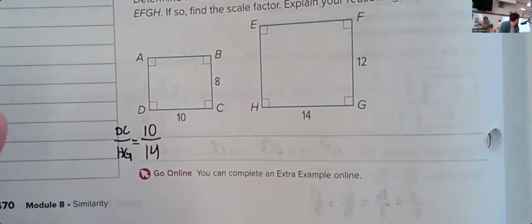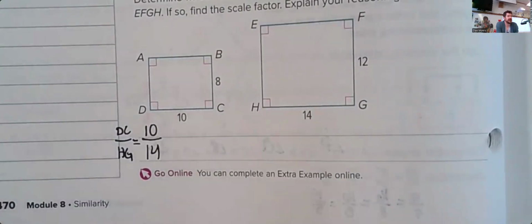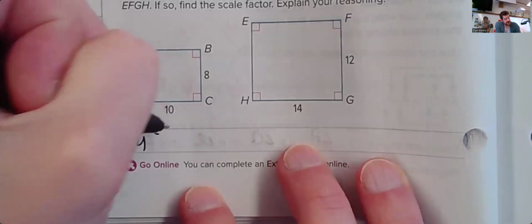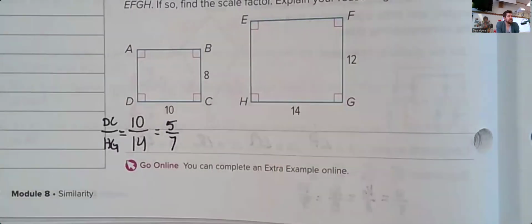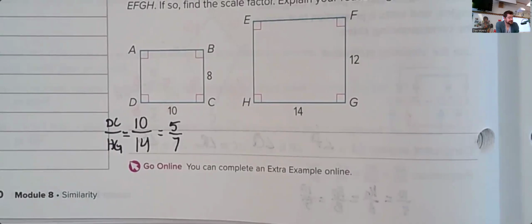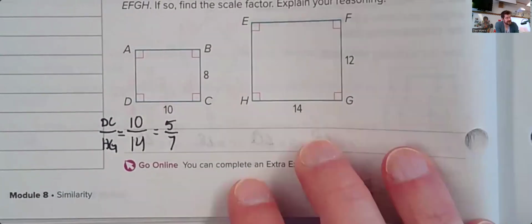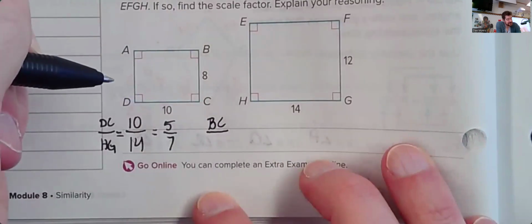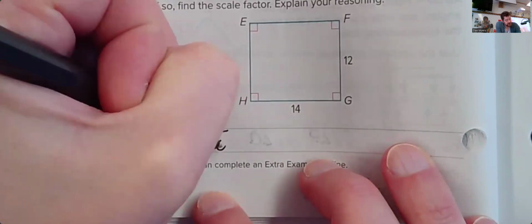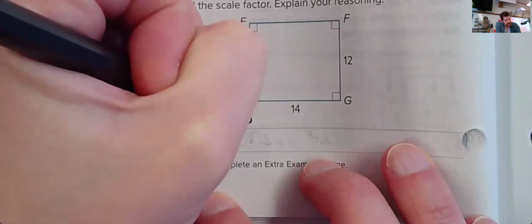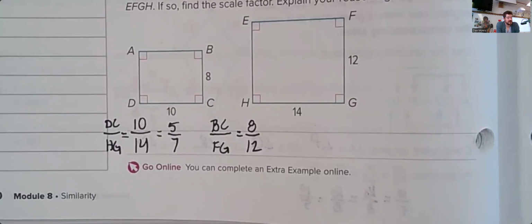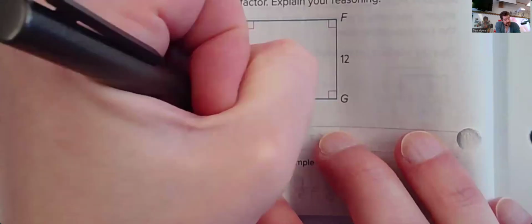And you can type that into your calculator. 10/14 is a fraction, it'll give you an answer. Or you can just divide each number by 2. 5/7, yeah. So that's a ratio of 5 to 7. So now we need to test 2 more. We can test BC to FG, which numbers would be 8 over 12. 2/3, okay.